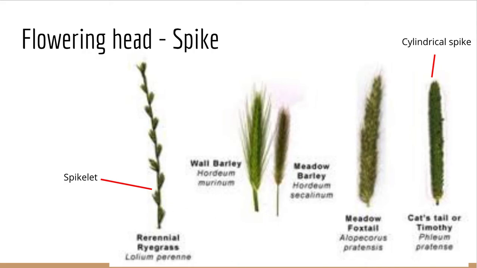There's also various different types of spikes. You've got the cylindrical spike, which is common on cat's tail or timothy, which is literally just a spike, and you can't really see the spikelets. It's the same for meadow foxtail.